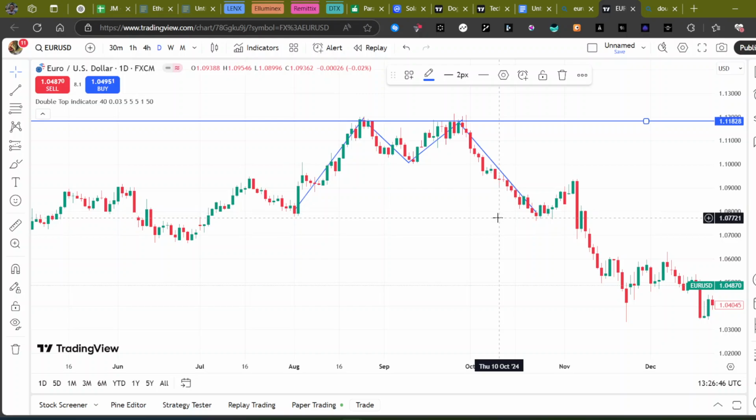So in this video, we'll cover what the double top indicator is and how it works, how to identify a strong double top pattern on the chart, the best confirmation signals to avoid false breakouts, and how to use the double top indicator in a trading strategy. So stick around until the end for examples and practical trading setups.